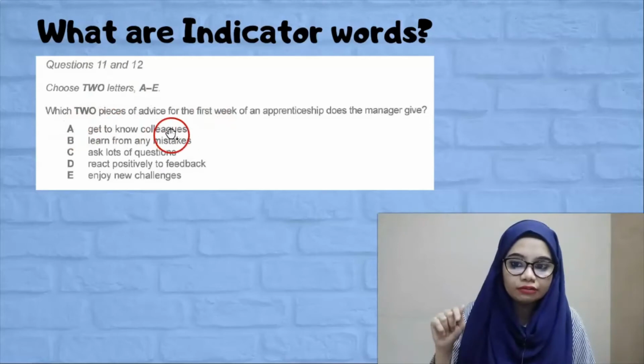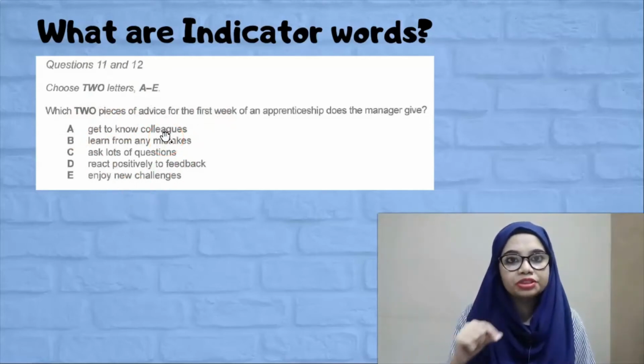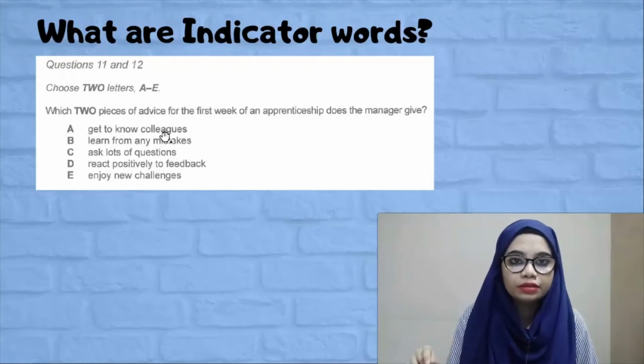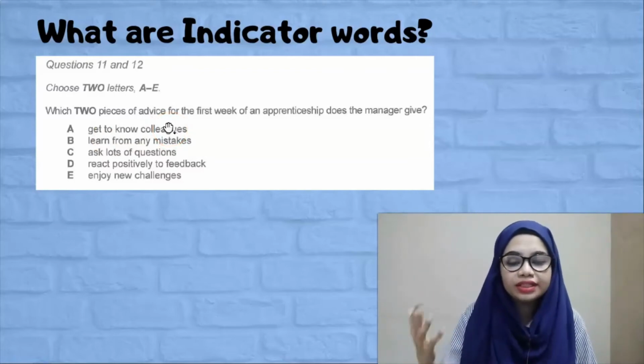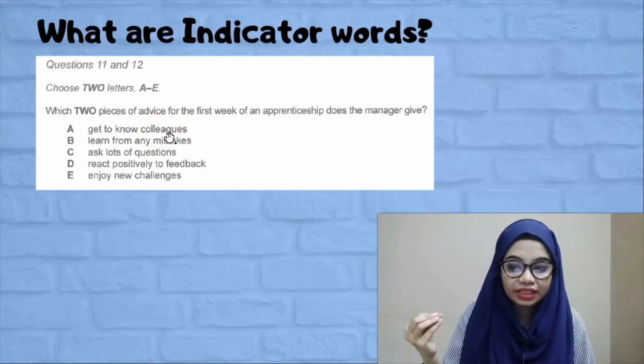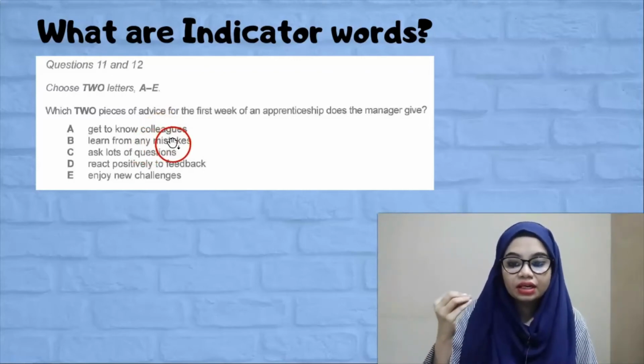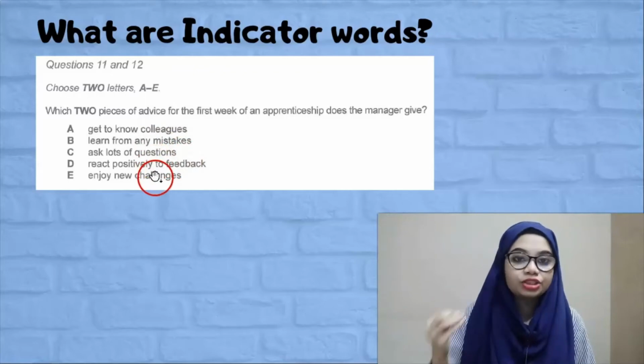A. Now, with the MCQs, the options that you have to choose the answer from, there will be indicator words there as well. Get to know colleagues. So colleagues, this is an advice related to colleagues, so colleagues becomes an indicator word. Mistakes, questions, feedback, and challenges.